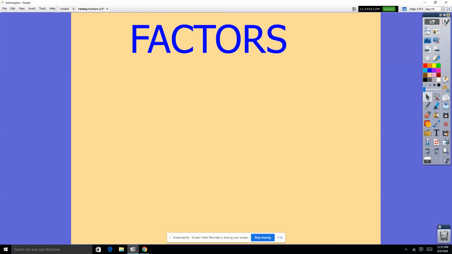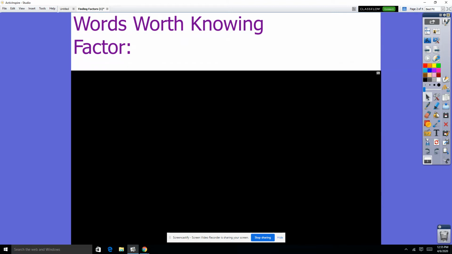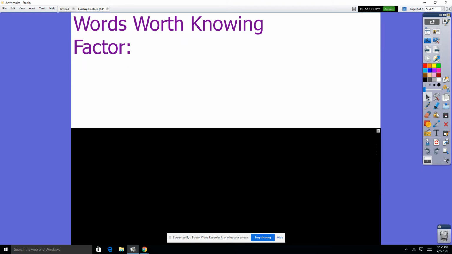Today we're going to talk about finding factors and numbers. So you need to get your interactive notebook out, and your next page is going to be factors. After you get that written as your title page, then you're going to go to your words worth knowing, and we're going to put 2 words in your words worth knowing. So the first word that we're going to put in your words worth knowing is factor.